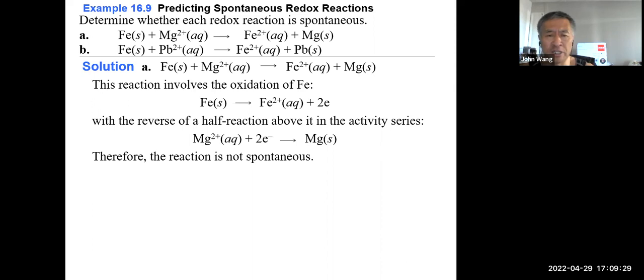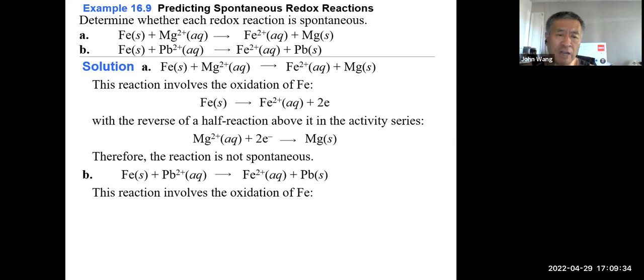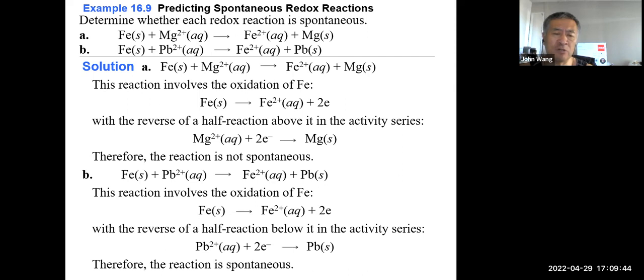The second part is the reaction involving Fe. So Fe is being oxidized, which is on the top, and the reverse of lead is being reduced. So therefore we can say this reaction will be spontaneous.